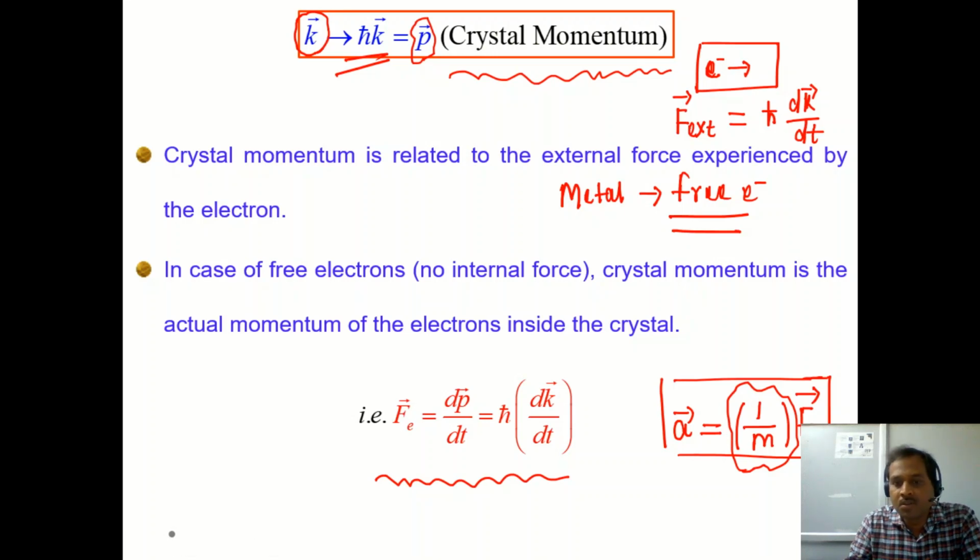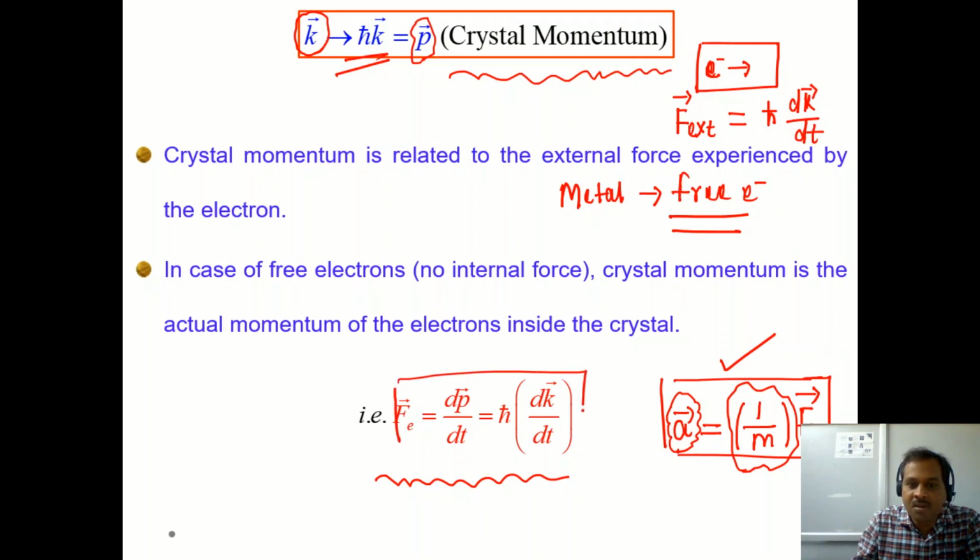diagram through this analogy. So for that, let us try to find out what is the acceleration of the electron, and we will incorporate this information that the rate of change of crystal momentum is equal to the external force experienced by the electron.